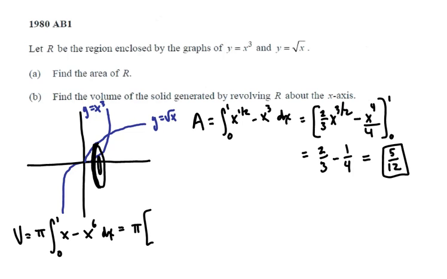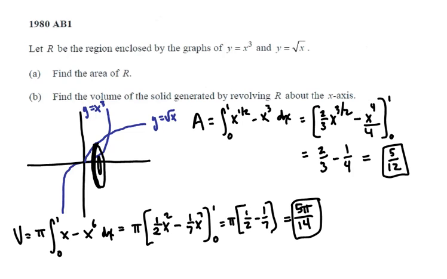Alright, we get for x, it's x to the 2nd over 2. For x to the 6th, it's x to the 7th over 7, and that's from 0 to 1. And again, the second expression is going to zero out, and we're going to get pi times the quantity 1/2 minus 1/7. And that's 7/14 minus 2/14, which is 5/14. And the final answer is 5 pi over 14.